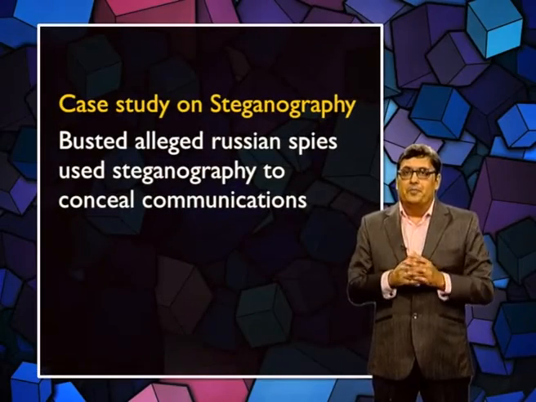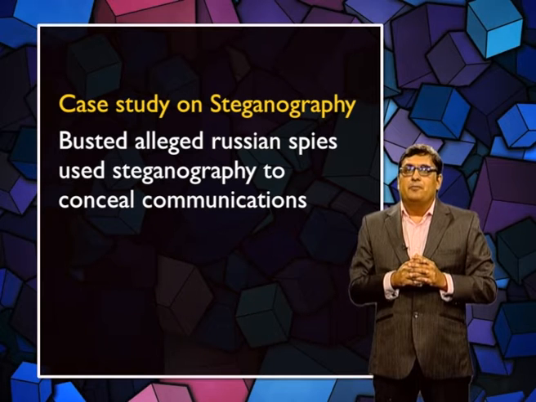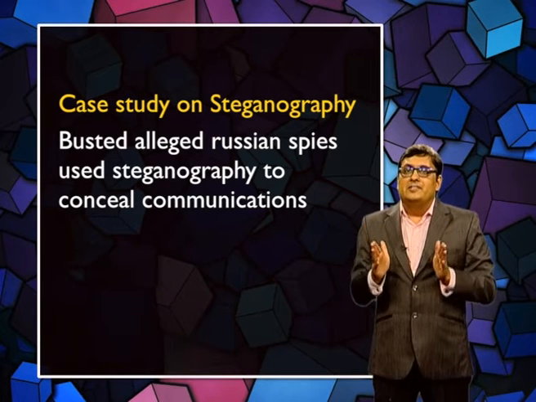Case study on steganography. Busted: alleged Russian spies used steganography to conceal communications. Deep cover Russian intelligence agents hid electronic messages behind computer images. In a case that smacks of a Cold War spy novel, the FBI arrested 11 suspected Russian spies who for years had blended into day-to-day American life in the suburbs and cities. Apart from hiding their true identities and posing as legitimate American citizens, the suspects also masked their communications with their intelligence agency back home in Moscow using an oft-forgotten form of stealth communication, steganography.